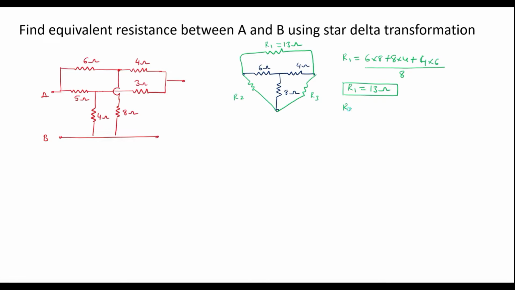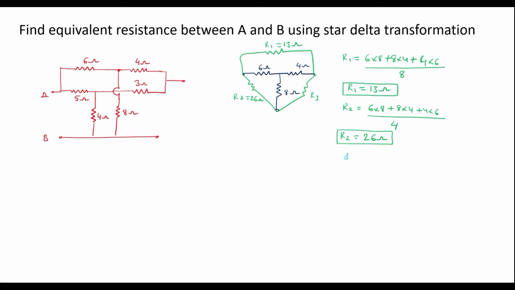Similarly we'll calculate R2. The numerator is the same, that is 6 into 8 plus 8 into 4 plus 4 into 6, divided by R2's opposite resistor, which is 4. Simplifying this, R2 is equal to 26 ohms.